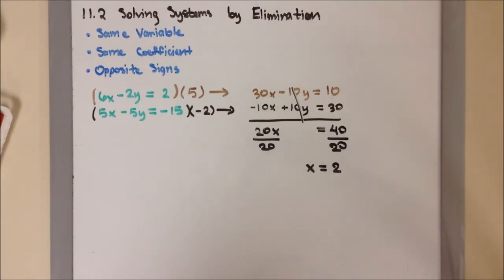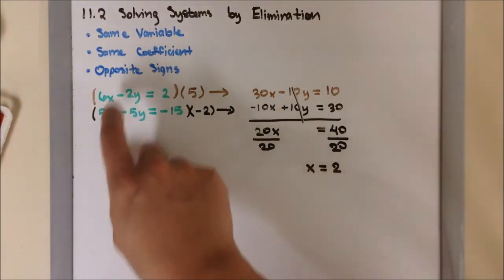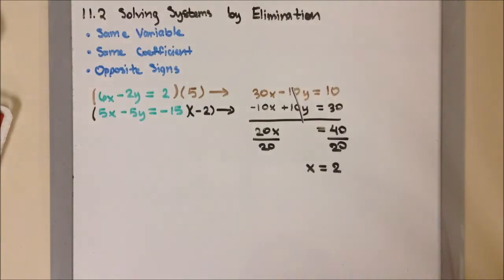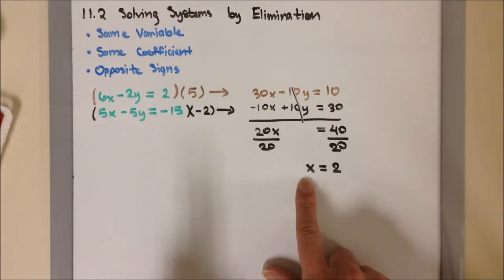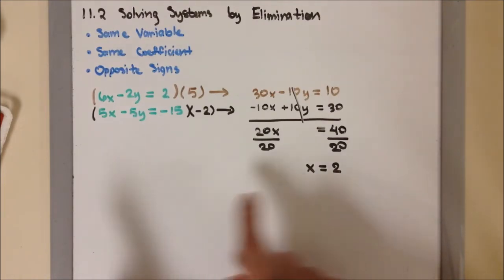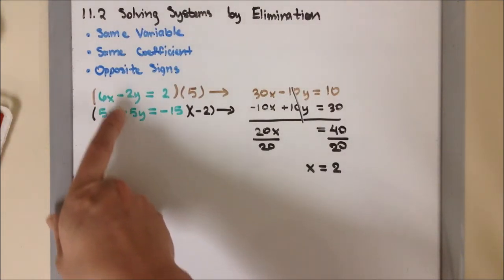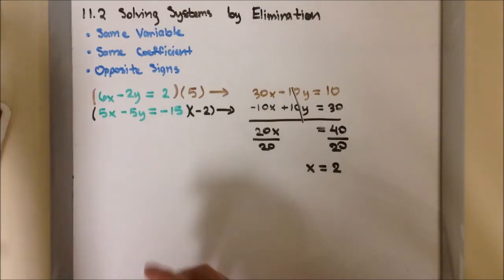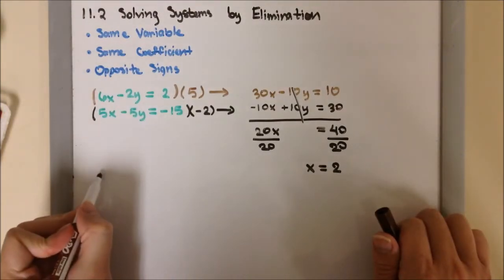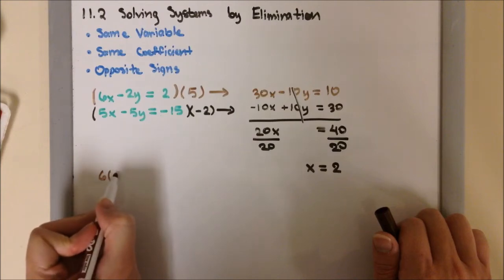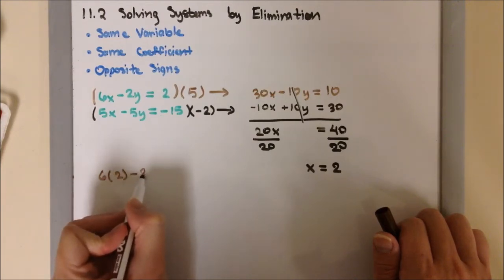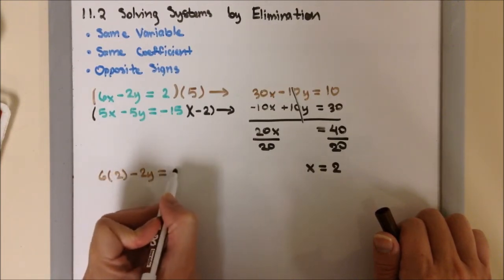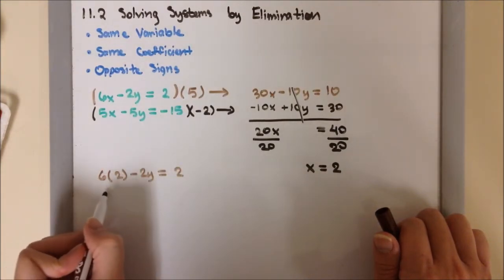Alright, once I solve for x, you can plug it into any of the two equations that you have originally. I would usually go with the smaller number, and let me go back on that. Since we solved for x, we're looking for y, so I will use the smaller number of the y, which is the negative 2. So 6 times positive 2 minus 2y equal to 2. 6 times 2, that's 12.